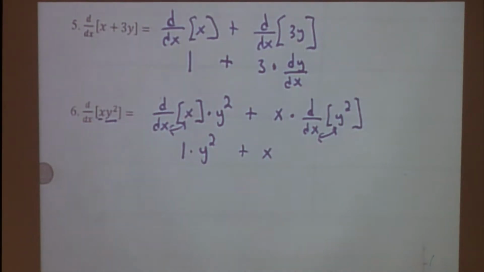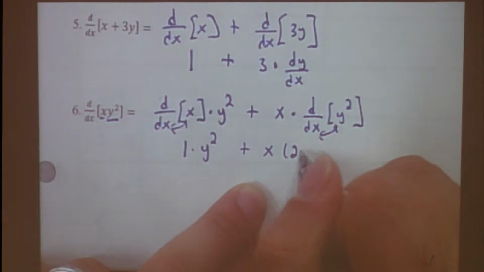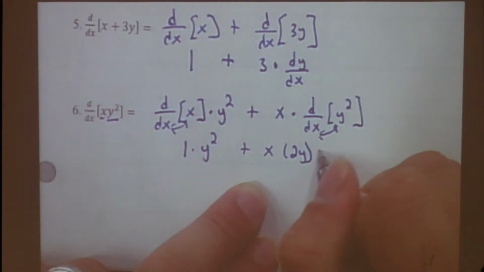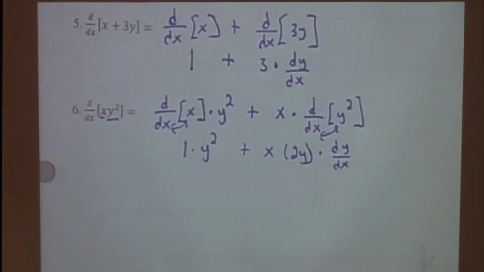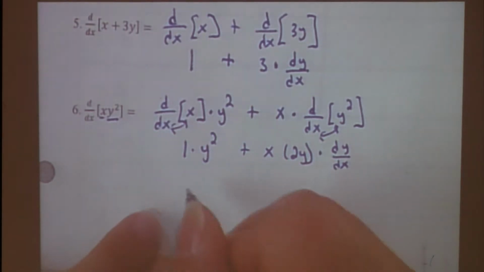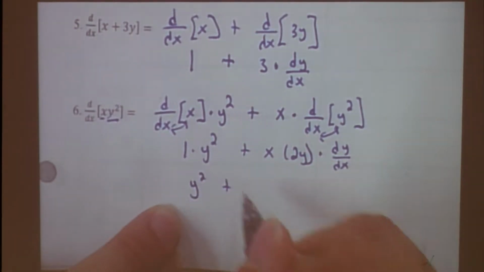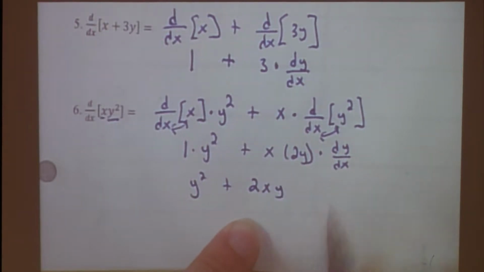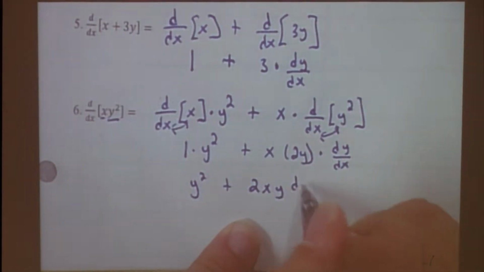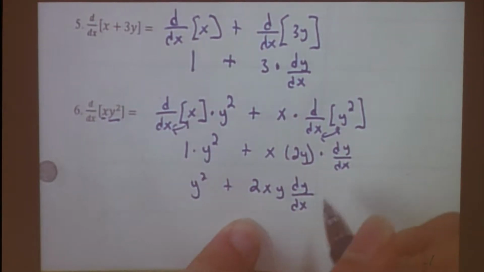2y. What would it be with respect to y? 2y. 2y times the derivative of that y, which we're going to write what? dy dx. Final answer here would be just y squared plus, put these in order, put the 2 in the front, and then alphabetical order, xy. And then dy dx.